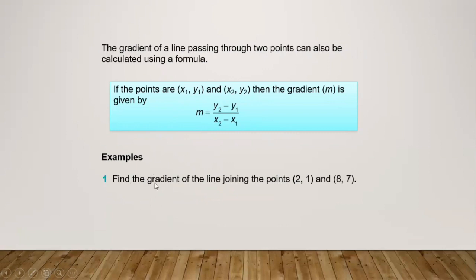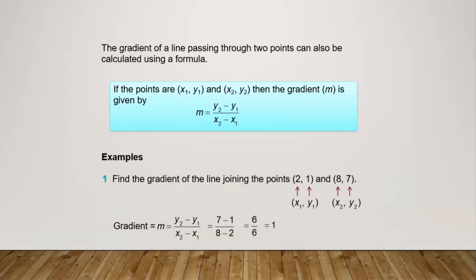Here is a question for you. Find the gradient of a line joining the points (2, 1) and (8, 7). Let us take (x1, y1) as (2, 1) and (x2, y2) as (8, 7). Substitute in the formula for the gradient or slope. y2 is 7 and y1 is 1, so 7 minus 1. x2 is 8 and x1 is 2, so 8 minus 2. 7 minus 1 is 6 and 8 minus 2 is 6. So 6 upon 6, we get the gradient as 1.